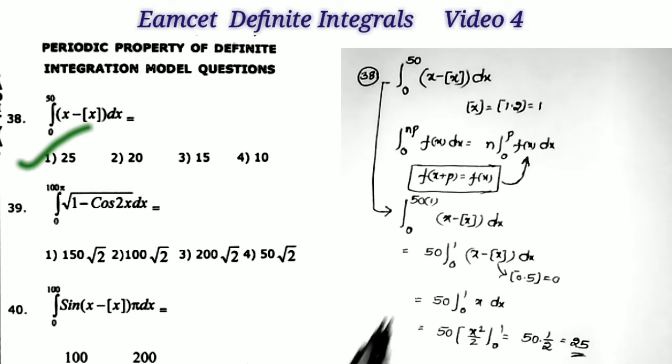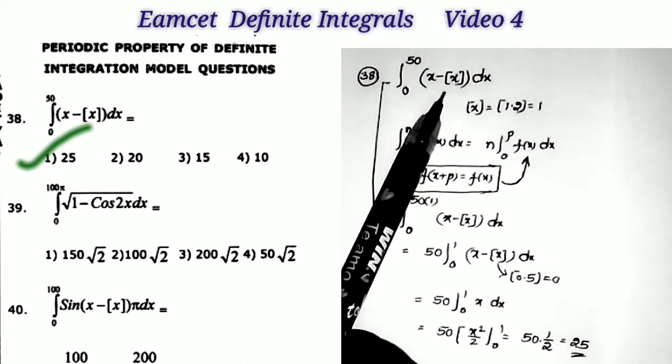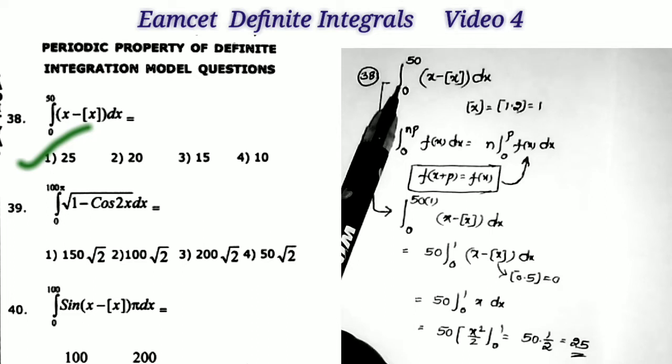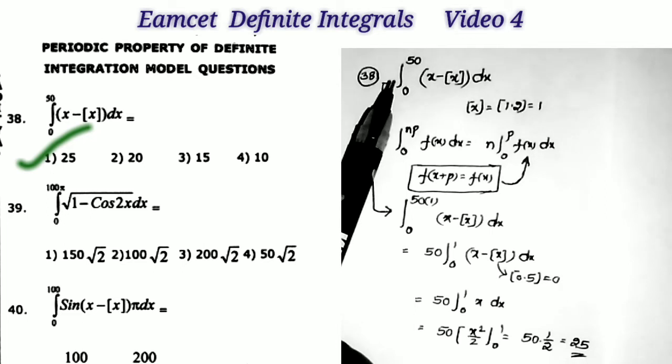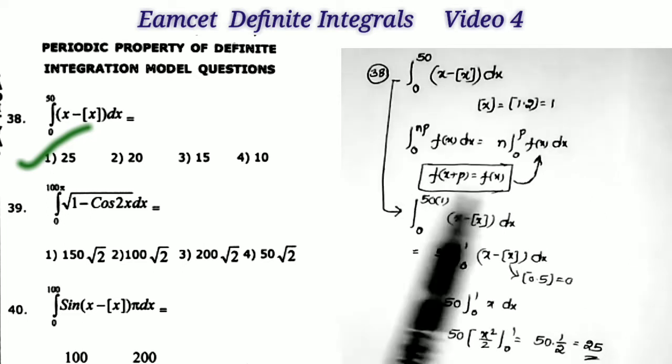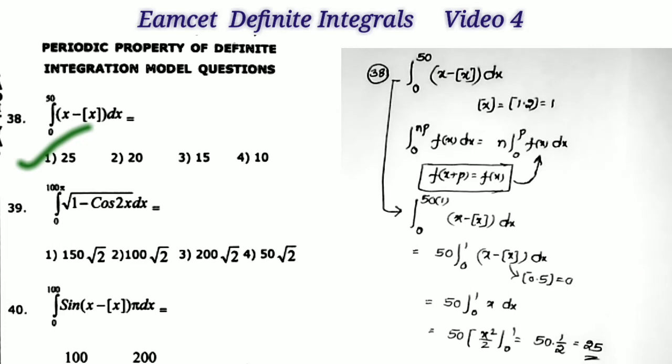Okay, very easy. When we have the [x] function in the given quotient, first we have to check whether it is a periodic function or not. If it is a periodic function, apply this formula and take the integration like that.